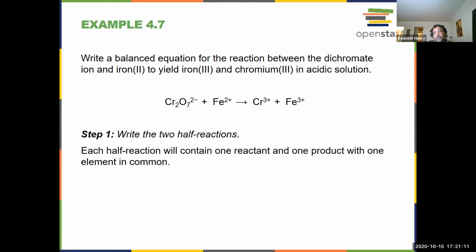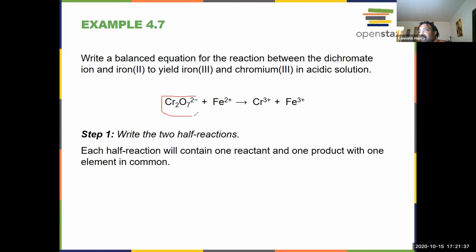Okay, so here's our redox equation. We're going to write a balanced equation for the reaction between dichromate ion and iron 2, yielding iron 3 and chromium 3 in an acidic solution. Okay, so what is the first thing I'm going to do? Split them into half reactions. You split them into two half reactions.